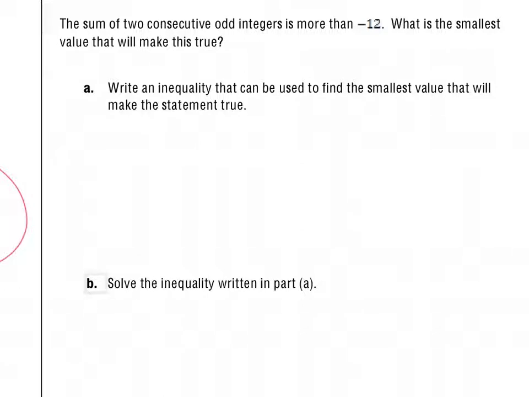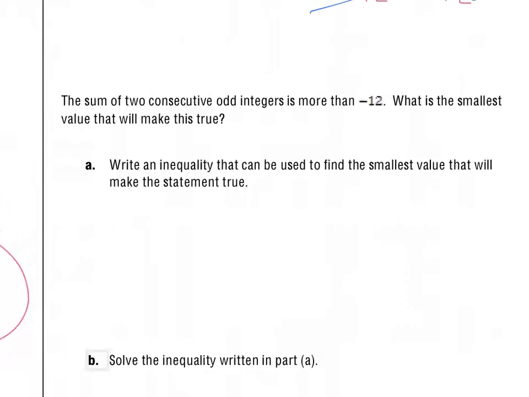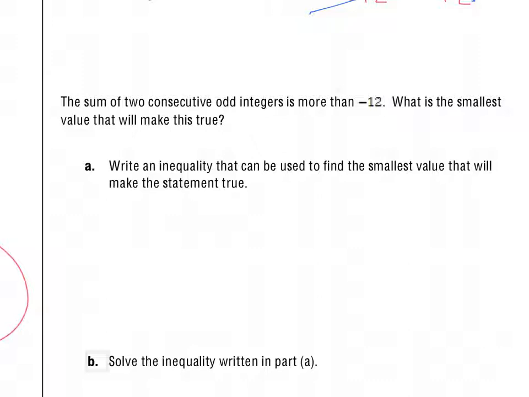Now we want to generalize this, okay? We want to know what the smallest value is that will make this true. So we're going to write an inequality to sort this out. Now, there's a couple things to think about here when we're writing this inequality, is we have to make sure that it's an odd integer. So one way to set this up is just to be thinking about this as like, well, we have an integer, x, and we need it to be an odd integer.